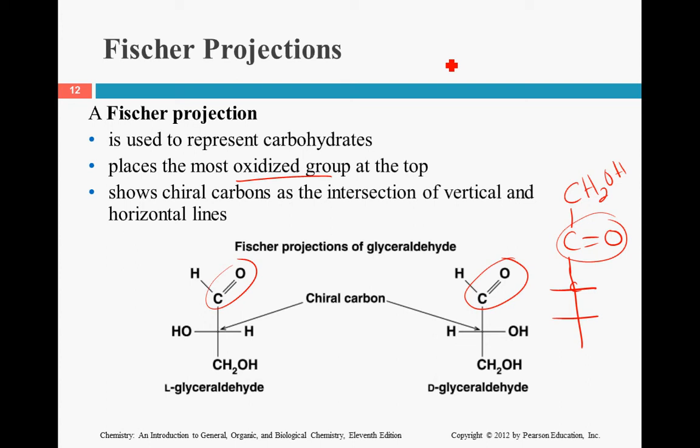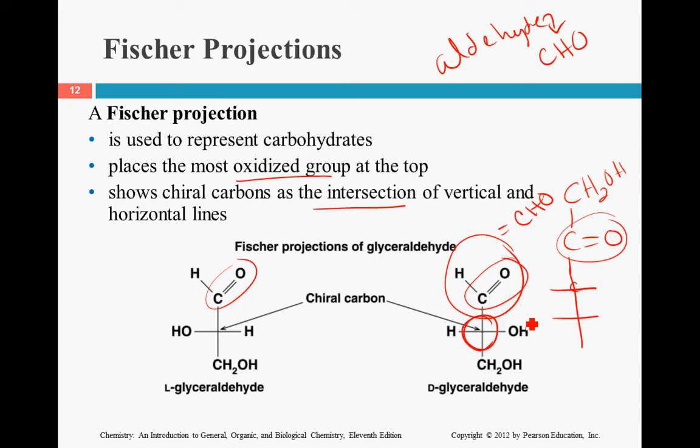Another reminder, if it's an aldehyde, a lot of times it will be abbreviated CHO. That's the exact same thing as this. The chiral carbons are the intersections. So this is the chiral carbon right here. Remember, a chiral carbon is something that is different at 4 different locations. Each carbon has 4 bonds, so if it has 4 different things on each bond, that means it's chiral.